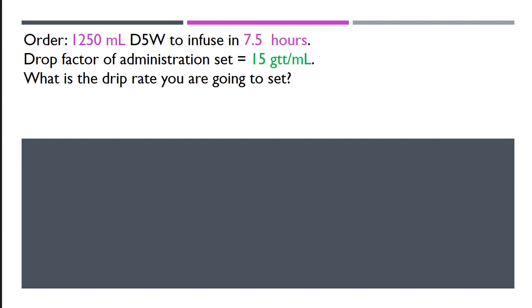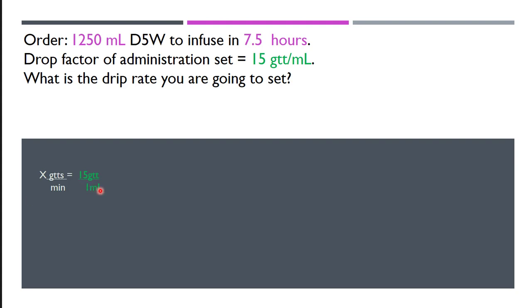Here we go. 1,250 mils to infuse in 7.5 hours. The drop factor of administration is 15 drips per mil. What is the drip rate you're going to set? Drip rates are X GTTs per minute. So what do I have for GTTs? I have GTT per mil. So I'm going to take that and apply it there.